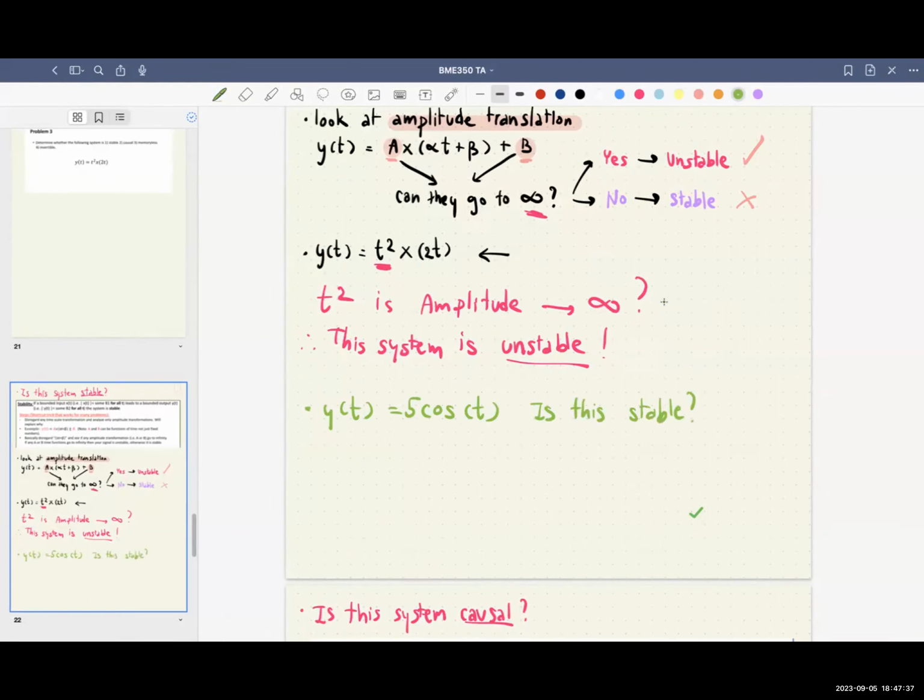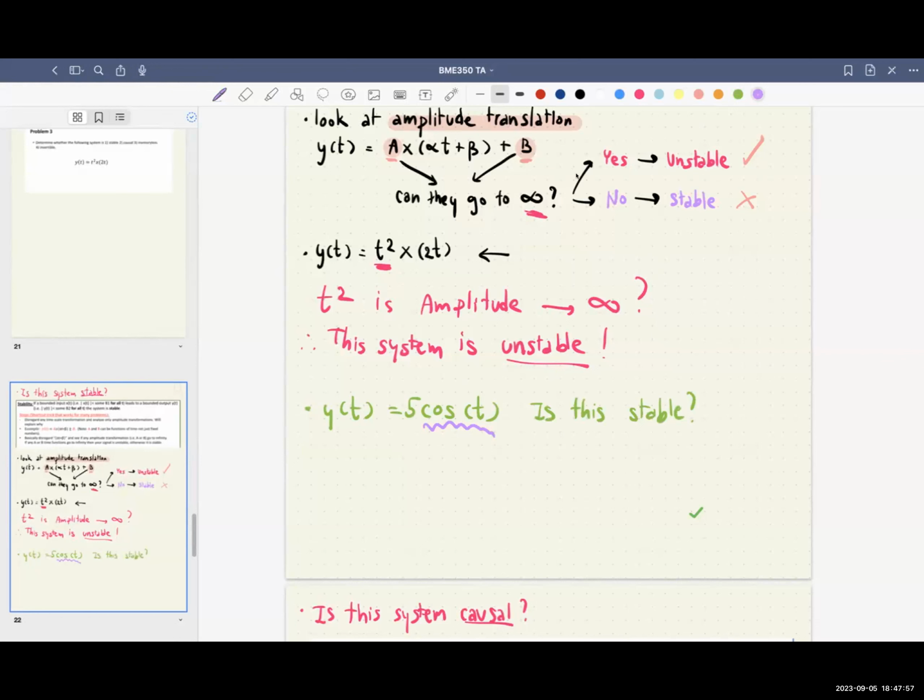Anyone want to answer this? Yes, it is. I'll give you a hint. You need to look at this term. Anyone want to try to answer?